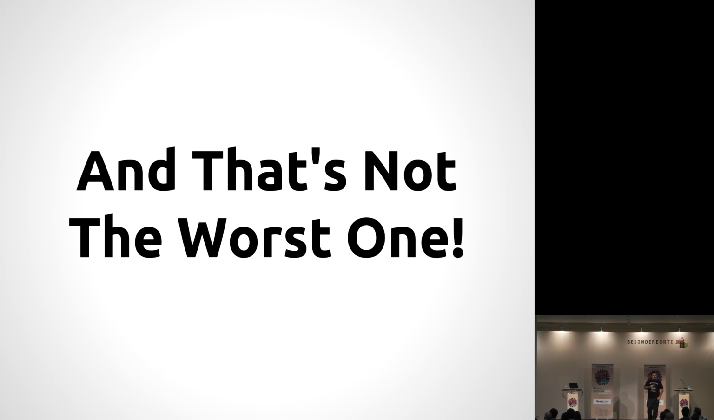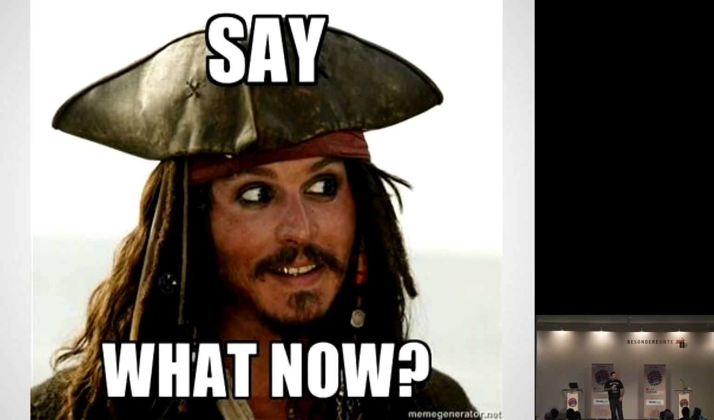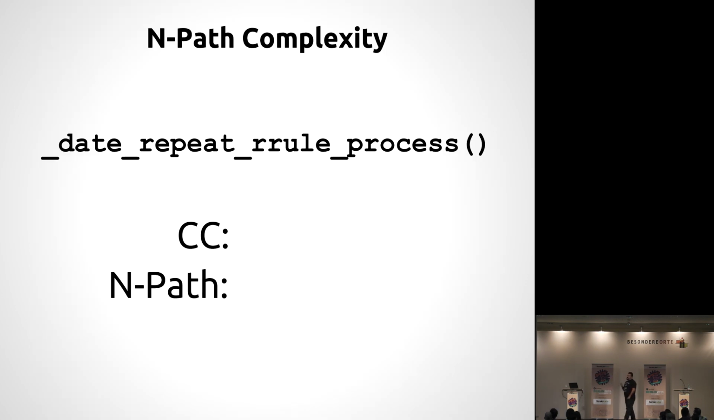That's not the worst one, though. A Drupal module, known as the date module, has a function called date_repeat_rrule_process. I have no idea what this does. I've talked to people. I've talked to the author of this, and they don't know what it does. That should give you a hint as to what's coming next. It's in the neighborhood of 500 lines of code. Cyclomatic complexity of 81. Anyone, quick in your head, can you do 2 to the 80th?